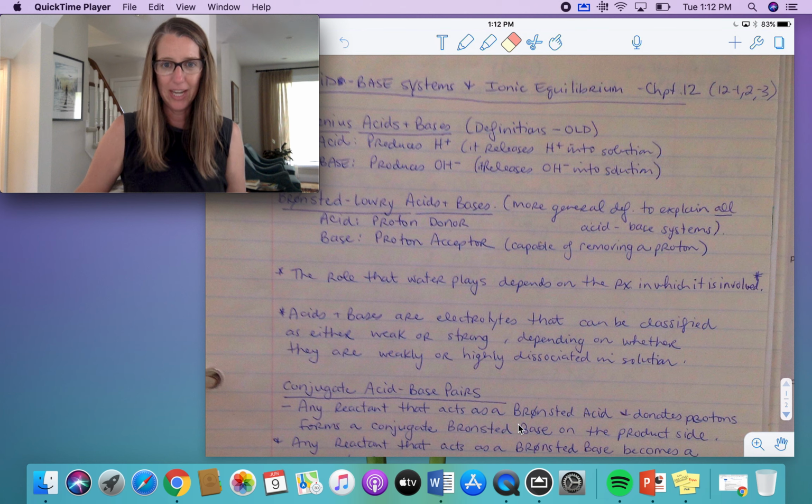Anything that donates a proton or anything that accepts a proton, that's the proper terminology for a Bronsted-Lowry acid or base. Water can act like an acid or it can act like a base, so it depends on what it's with. That's an important concept, so we'll come back to that one.